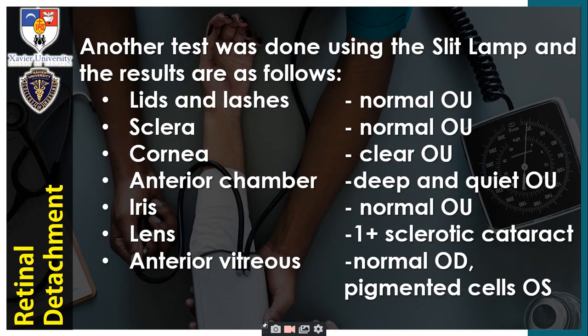Another test was done using the slit lamp, and the results are as follows: lids and lashes normal OU, sclera normal OU, cornea clear OU, anterior chamber deep and quiet OU, iris normal OU, lens 1 positive sclerotic cataract, anterior vitreous normal OD, pigmented cells OS.